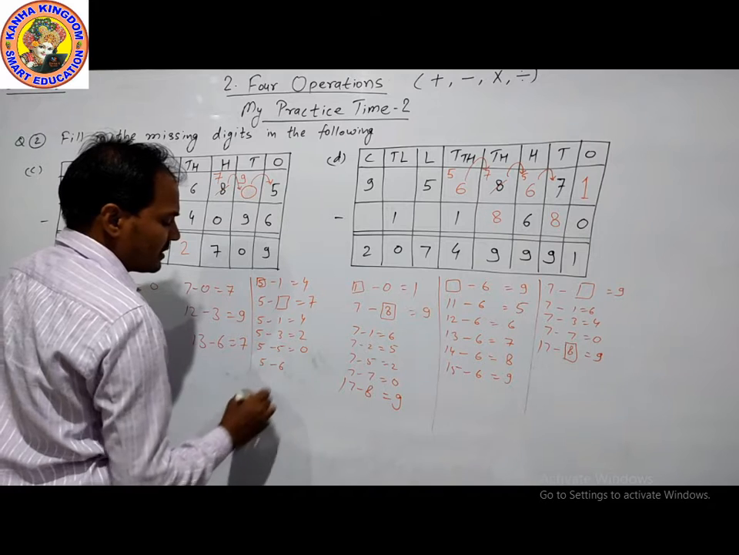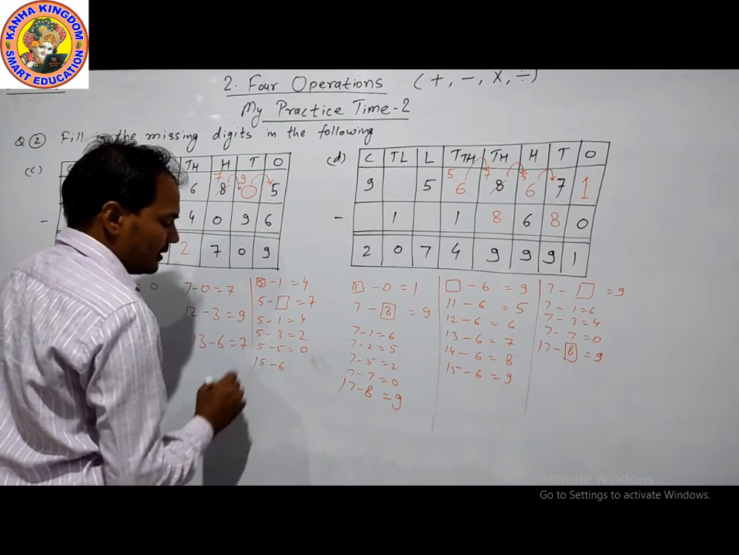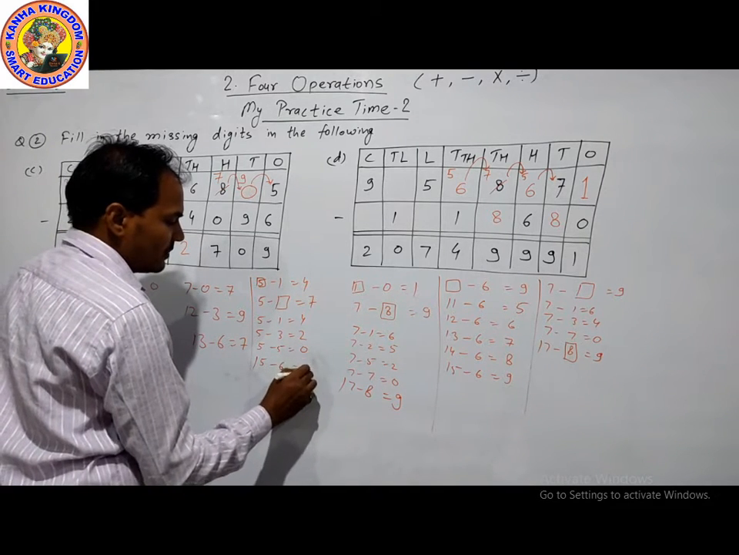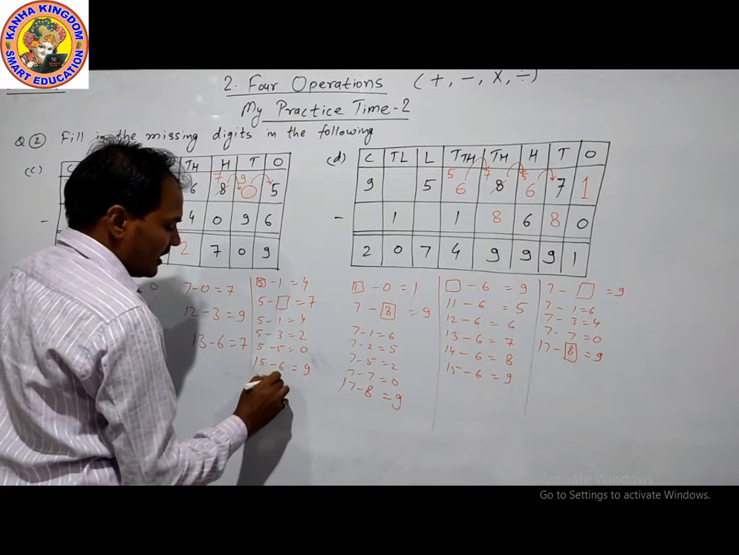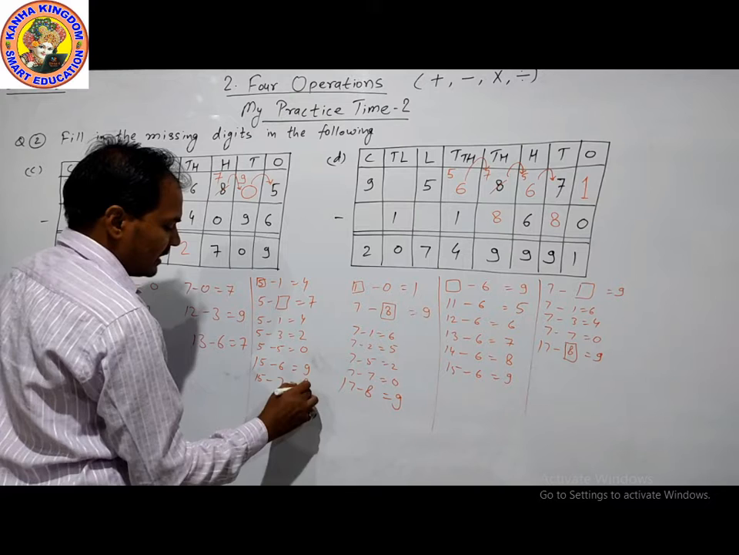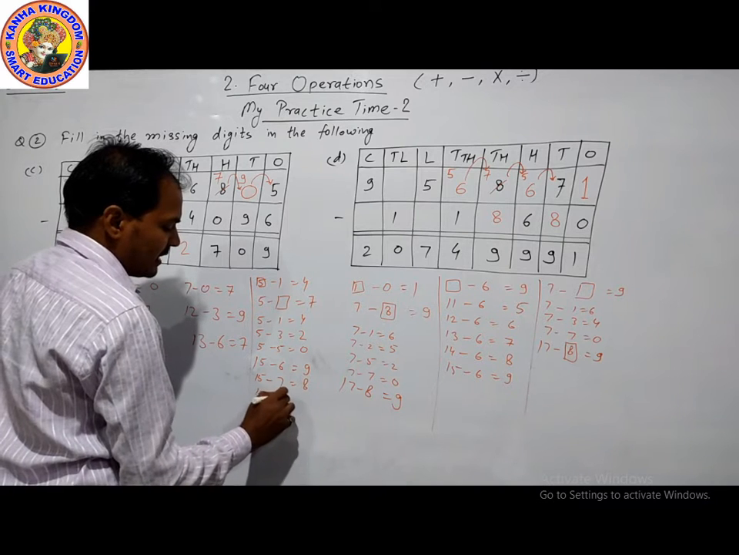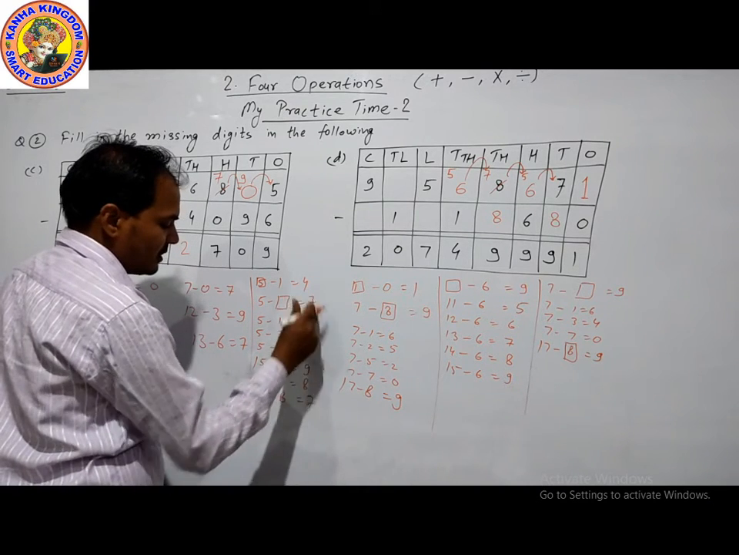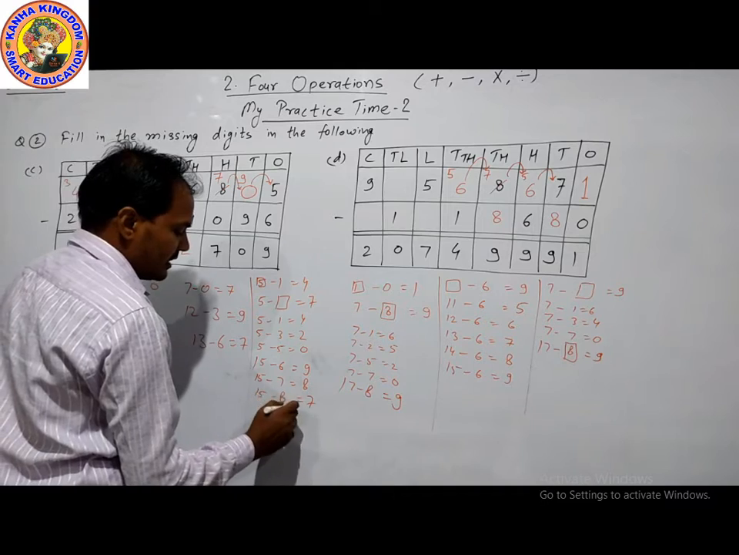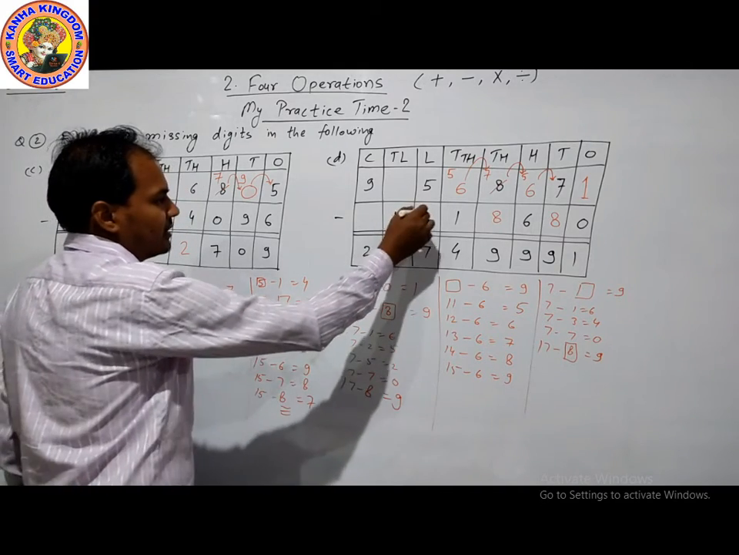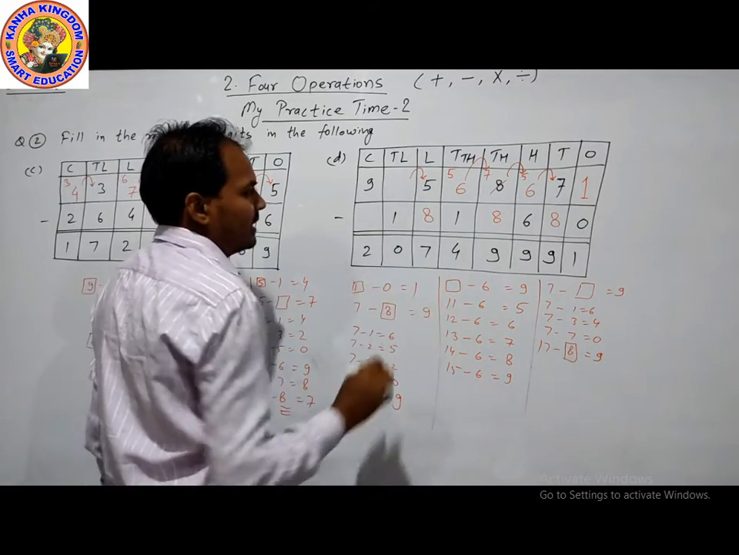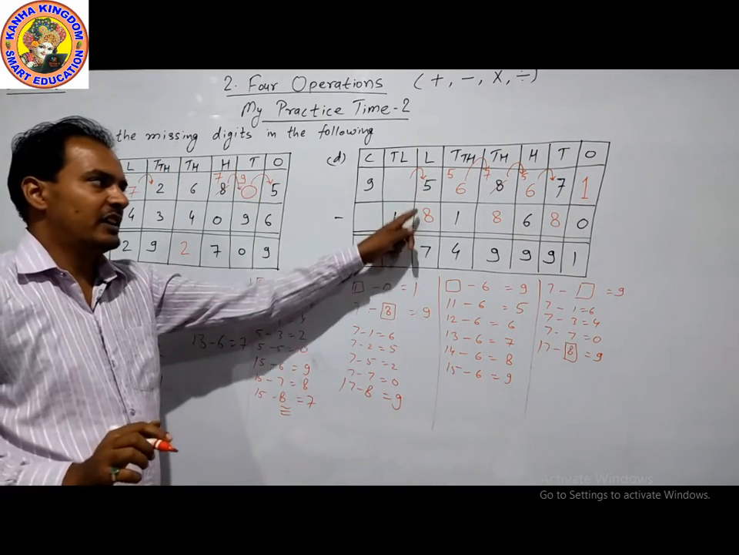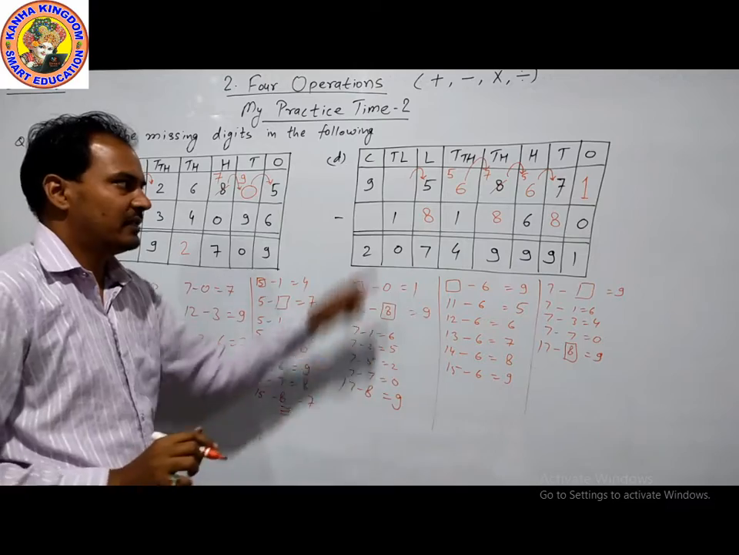5 minus 6 is not possible. Taking a borrow, this will be 9, but here is 7. So 15 minus 7, 8. 15 minus 8 is 7. So the digit is 8. Here is 8, but this will be taken a borrow point. Now 15 minus 8 is equal to 7.